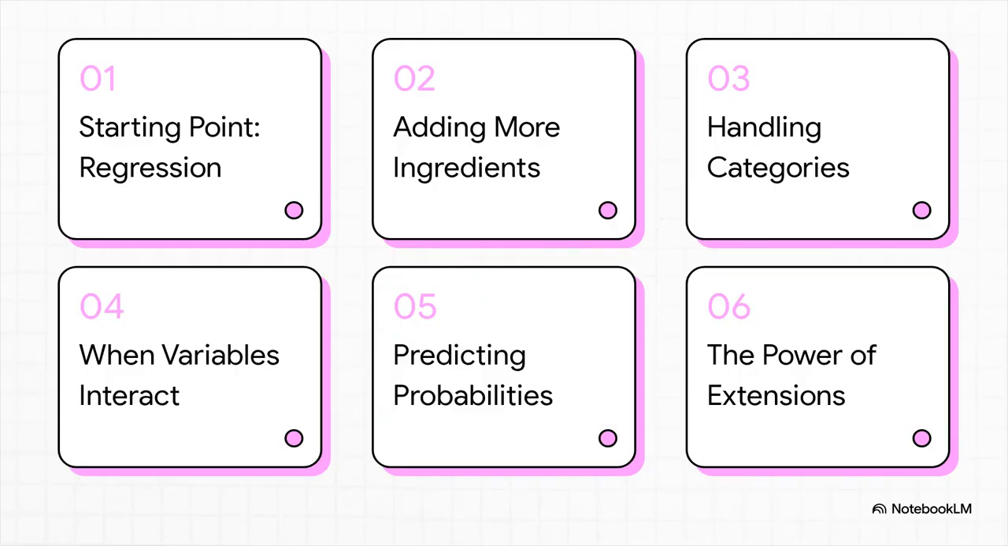We'll start with the absolute basics, the core engine of regression. Then we'll start adding more dials to make it more accurate. After that, we'll install some switches so it can handle data that isn't a number, and then we'll get really clever and wire them up so they can interact with each other. And finally, for the big finale, we're going to upgrade the whole thing to predict probabilities, which is where you'll see the real power of this entire toolkit.